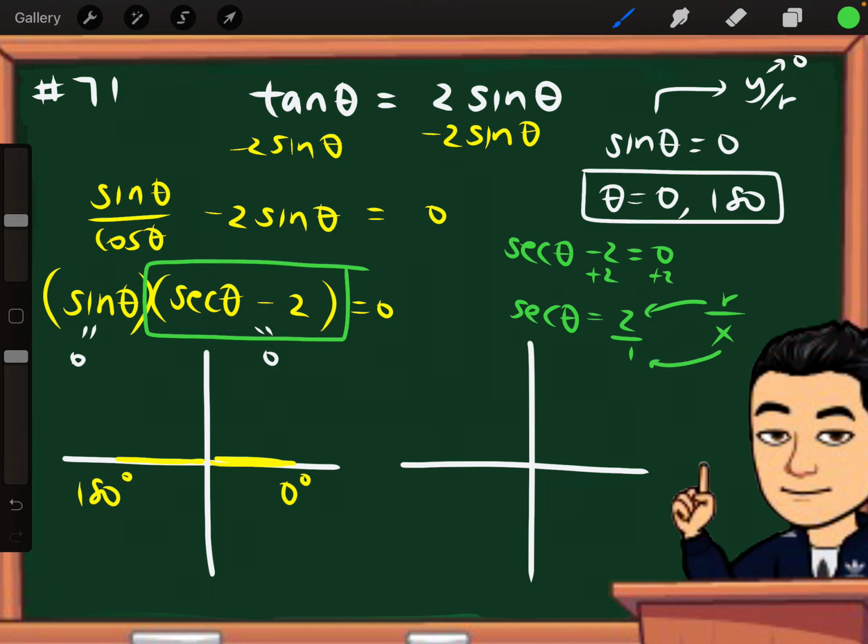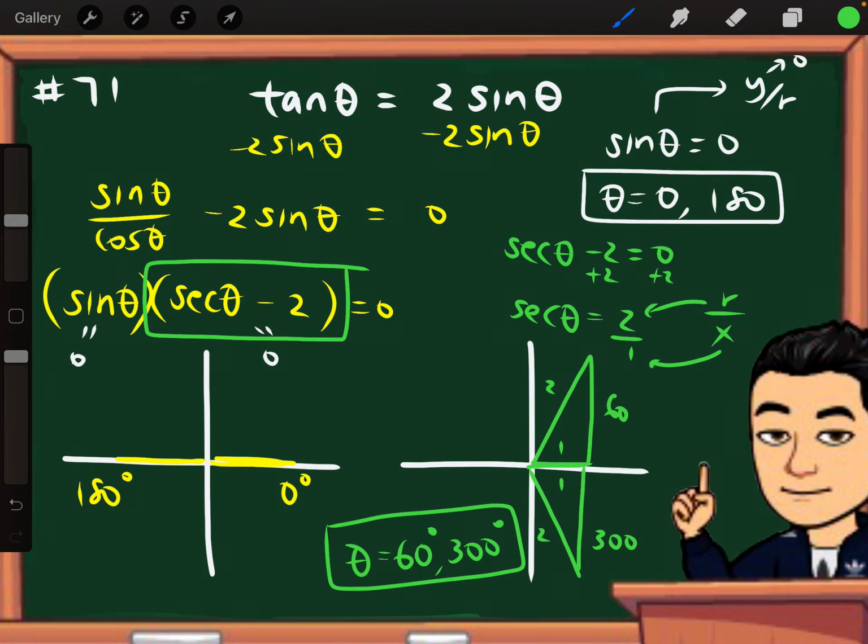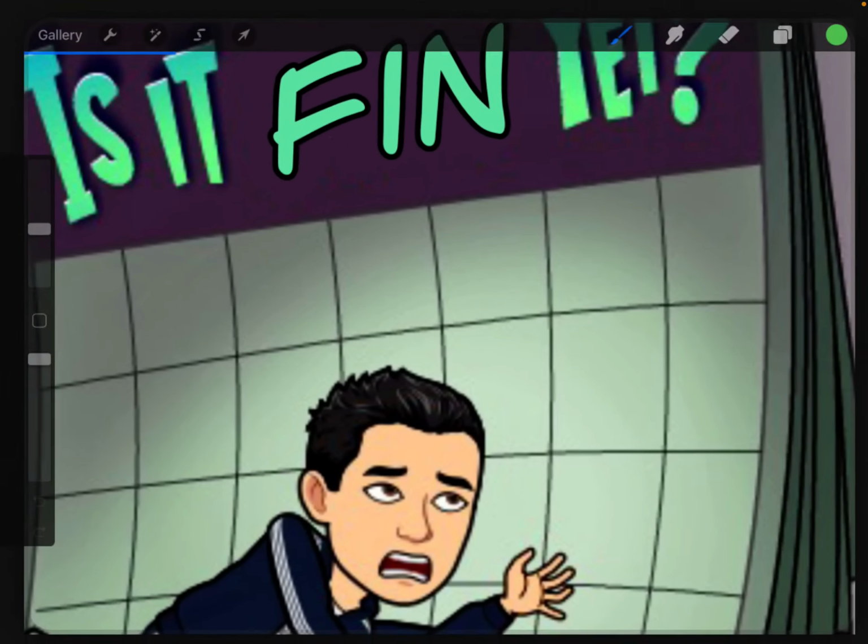That gives you two more different measures. Right here, x equals 1 and r equals 2. This is a 60 degree angle, and this one is a 300 degree angle, so you're going to have to include those two. So theta equals 60 and 300 degrees. So you got 4 different measures as your answers. Yep, that's it. Peace out.